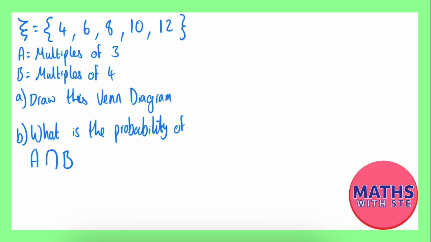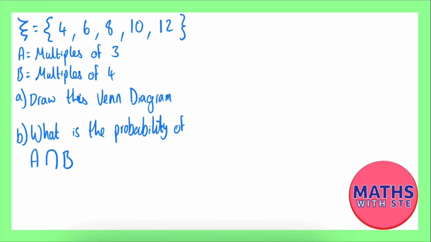Okay, so here is a similar question for you to have a go at. Now, this is my bad version of trying to draw out the universal set sign there. But it says the universal set is 4, 6, 8, 10, 12. A is multiples of 3. B is multiples of 4. Question A, draw this Venn diagram. And question B, what is the probability of A ∩ B? So it's pretty much exactly the same as the last question. So have a go. Pause the video now, and then I will continue with working it out for you.